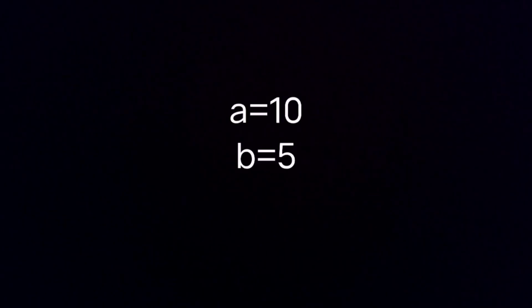Now let's print them. Just type print a comma b and run the code. The values of a and b are displayed.